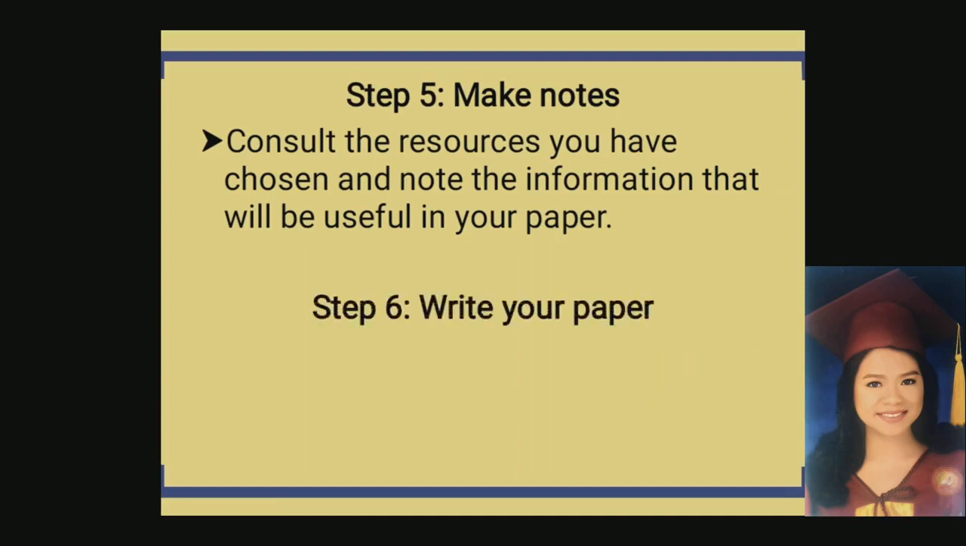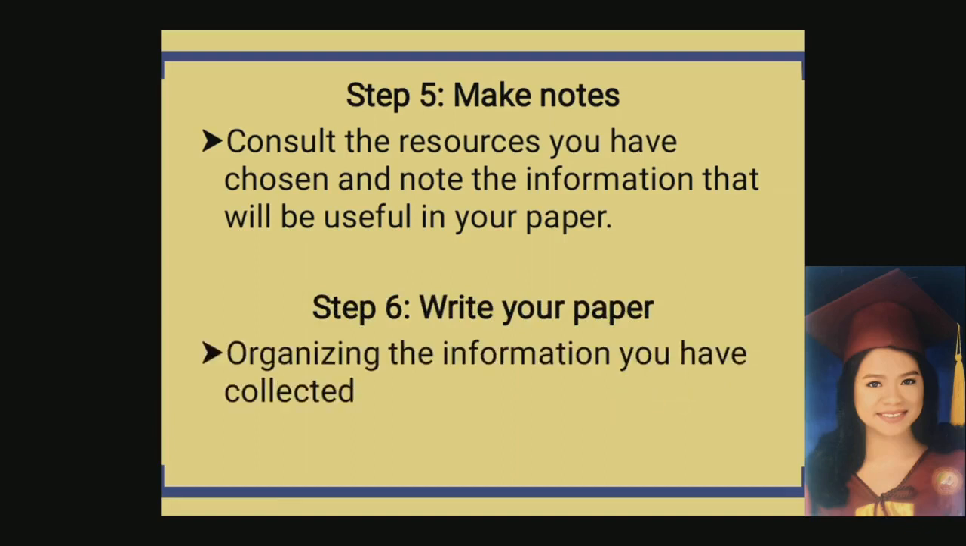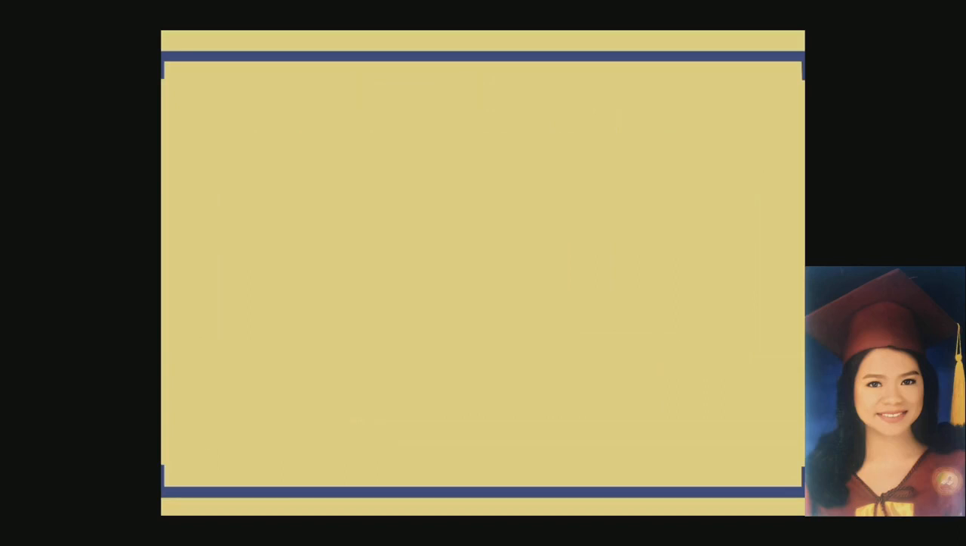Step 6. Write your paper. Organize the information you have collected into a rough draft. Organize the information you have collected, then make a draft wherein you get your ideas on paper in an unfinished fashion. This step will help you organize your ideas and determine your final paper.